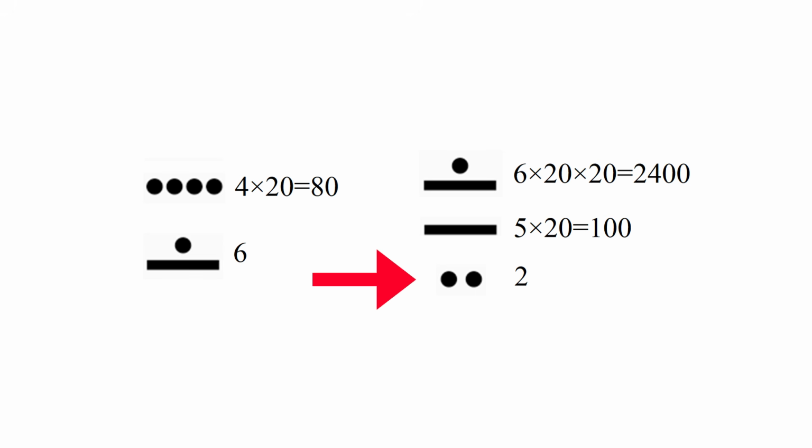And here we have 2502. At the bottom we have 2, in the middle we have a 5, but times 20 is 100. And here we even have a third place, which is a 6, a horizontal line and a dot. But on the third place we have to do 20 times 20, and 6 times 20 times 20 is 2400, and all added together becomes 2502.